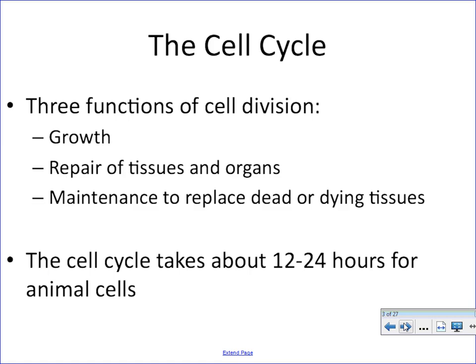So when we talk about cell division, we have to first talk about the cell cycle, which will ultimately lead into that process of cell division. There are three functions of cell division. It's used for growth, for repair of tissues and organs, to maintain and replace dead or dying tissues. It's basically how cells within your body get replaced. The cell cycle takes about 12 to 24 hours for animal cells, depending on the cell that is being replaced.